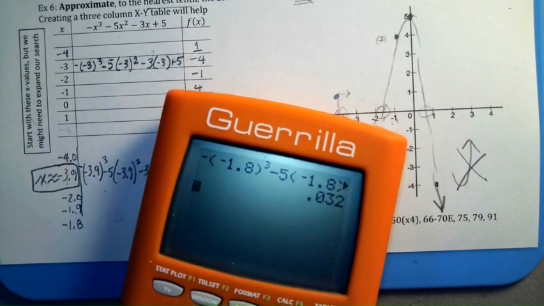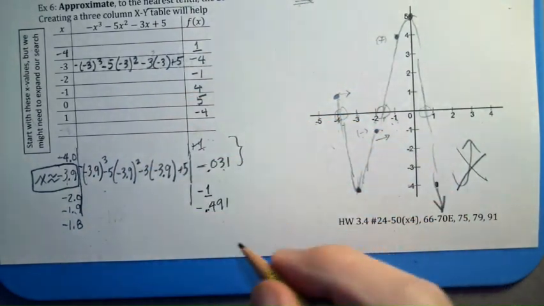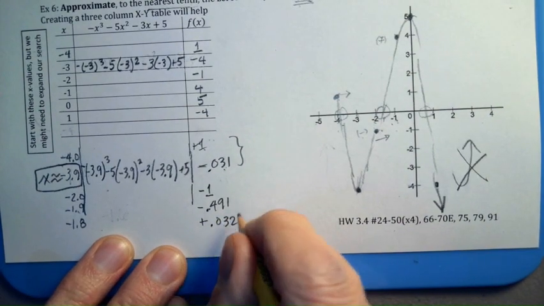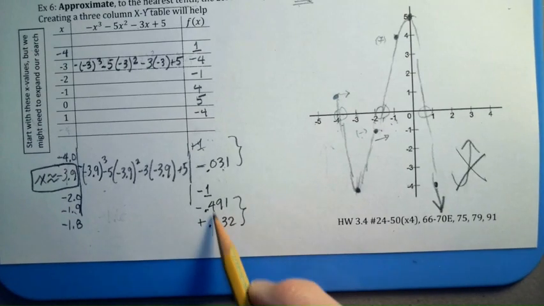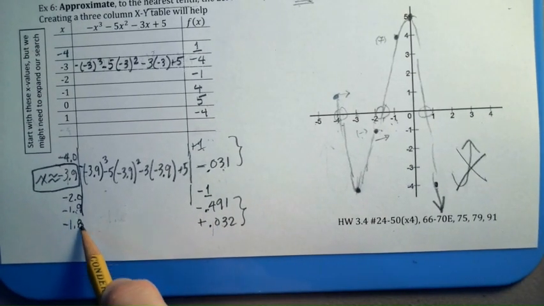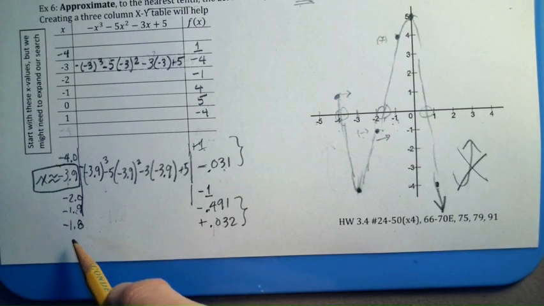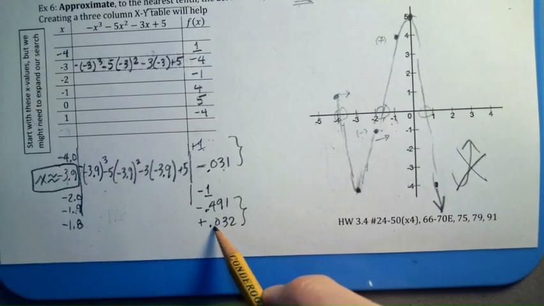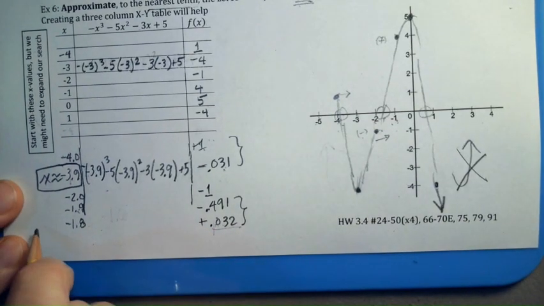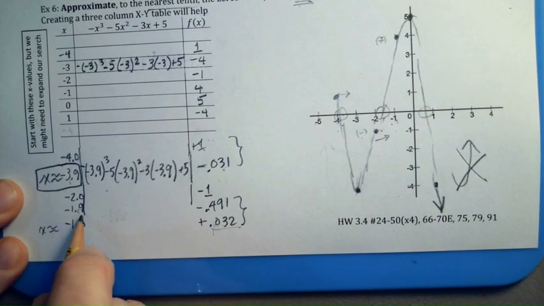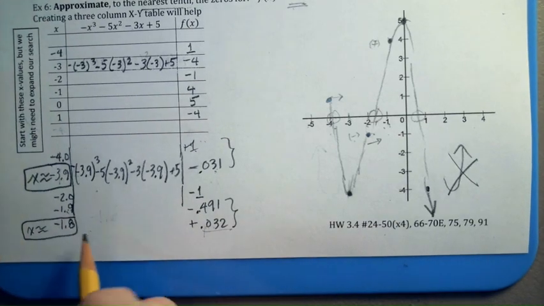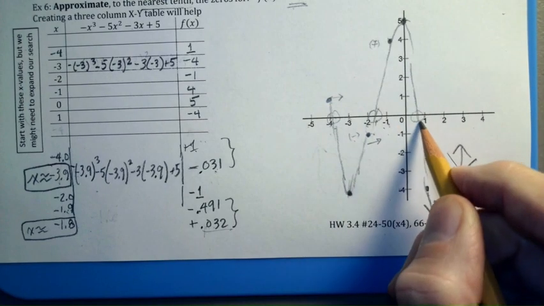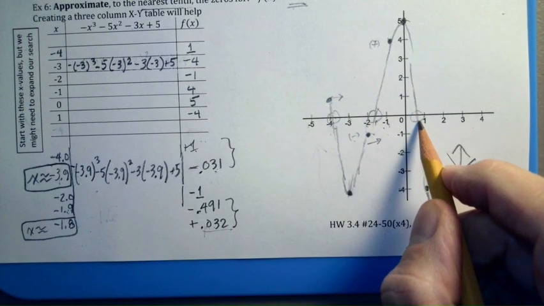Okay, so I do that one, and I do get a positive this time. I get positive 0.032. So I know that I switched signs here, so my 0 is going to be one of these two, or at least closest to the nearest tenth, one of those two. Which one of these y values is closest to 0? Clearly this one. So my x is going to be approximately, to the nearest tenth, negative 1.8. Okay, so that's how we found this one, and now we have one more to do.